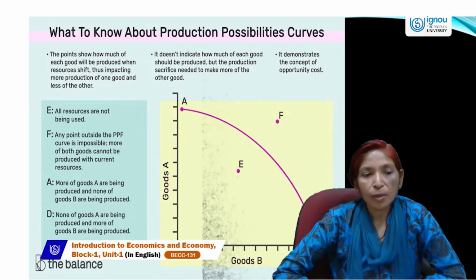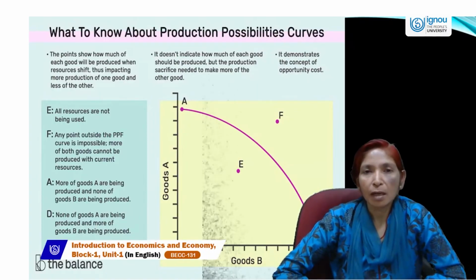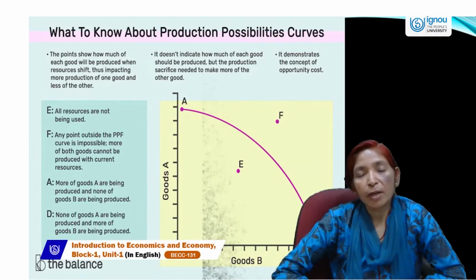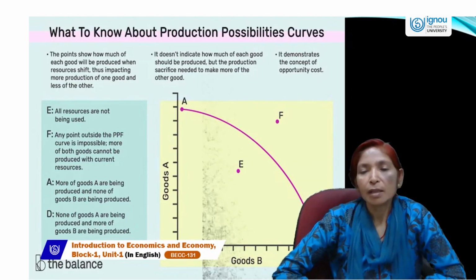And point A shows that we are producing all units of good A, and here good B production is none or nil. And point B shows that we are producing only good B, and the production of good A is 0.